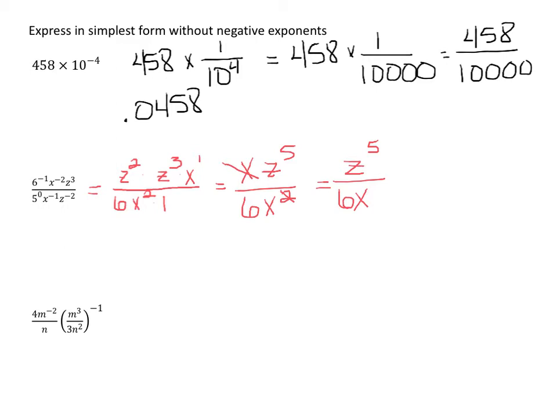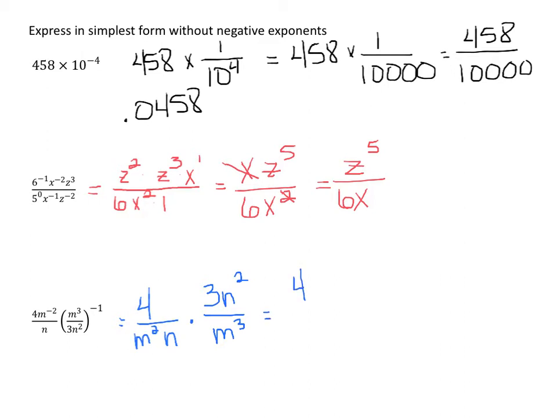Trying another one. 4m to the negative 2 over n. That becomes 4 over m squared n. Then, with this next one, because I'm raising this whole fraction to the negative 1 power, I can actually just take the reciprocal. 3n squared over m cubed.